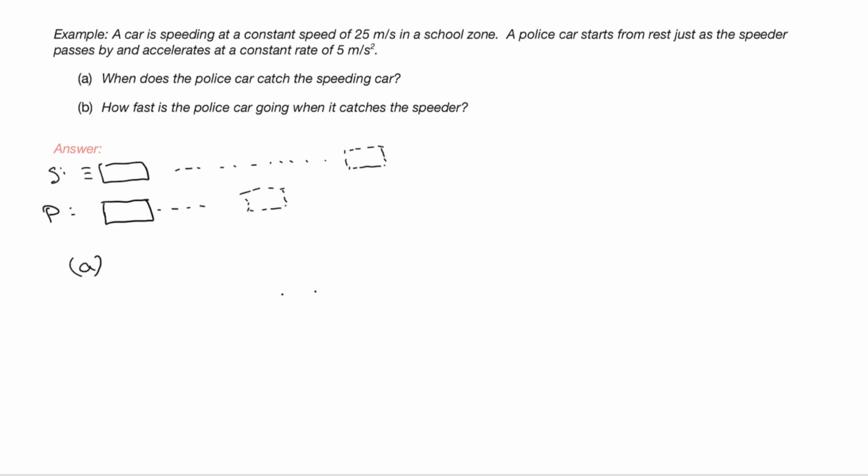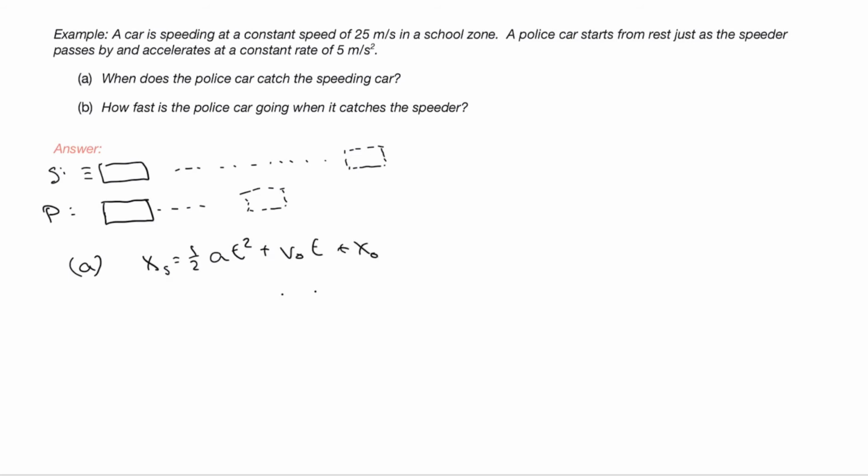Now what we want to do is write down one equation for the position of the speeder and one equation for the position of the police car. So to write down the position equation for the speeder, we're going to use the first kinematic equation, x equals 1/2 at squared plus v0 t plus x0.